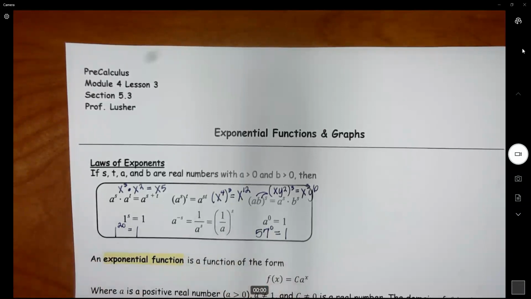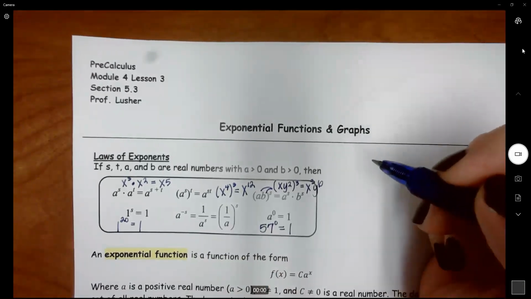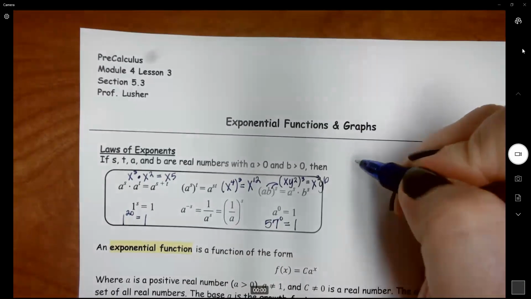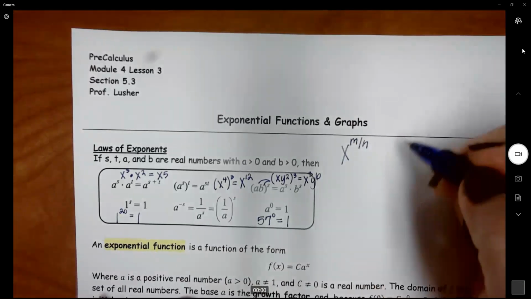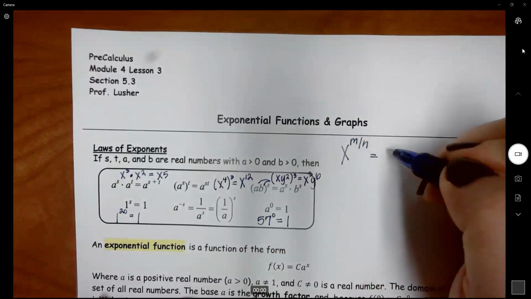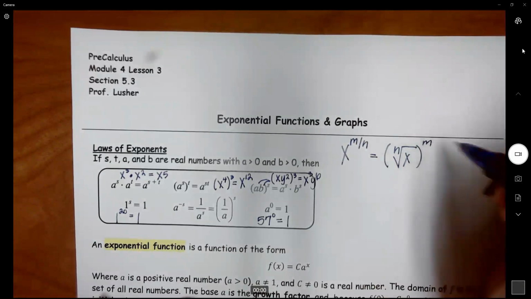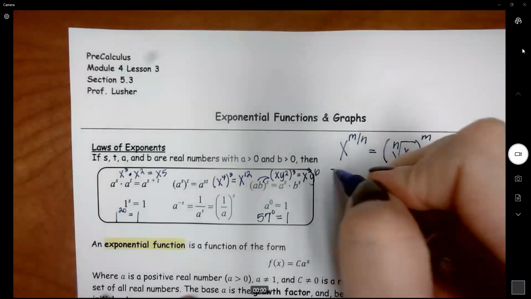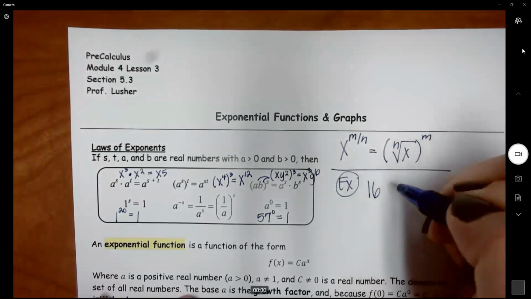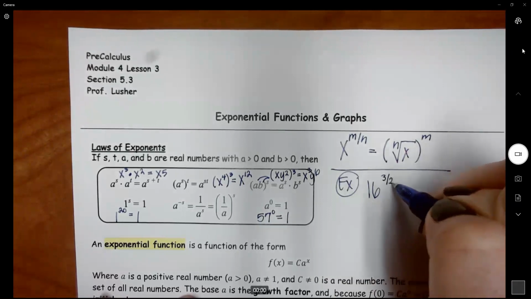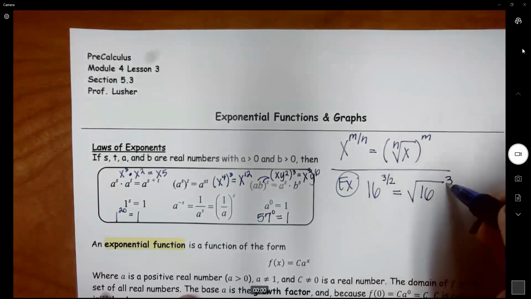But we need one other one, and that is rewriting rational exponents. So if you have x to the m over n, that is the same thing as the nth root of x to the m power. For example, 16 to the 3 over 2 power, that is the square root of 16 cubed.